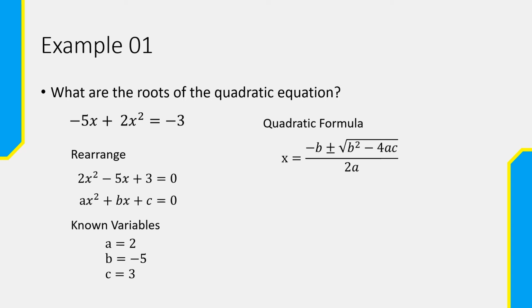With the values of the three variables a, b, and c, we can now utilize the quadratic formula to determine the roots of the given equation. The quadratic formula is shown here as x equals negative b plus or minus the square root of b squared minus 4ac, all over 2a.